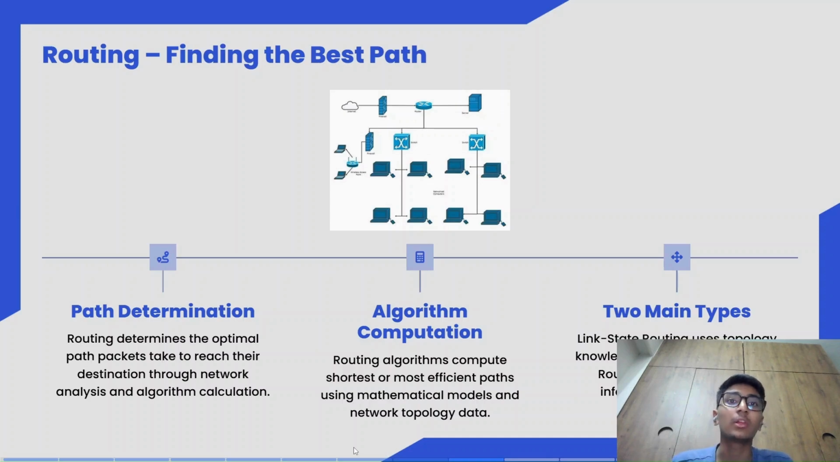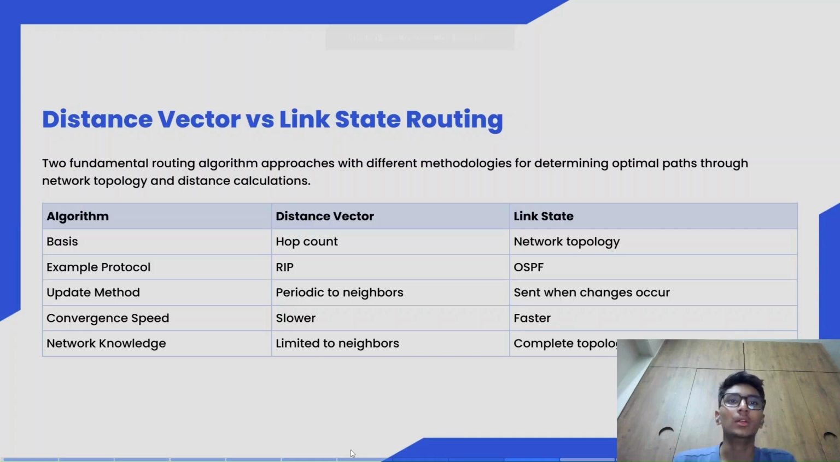The second is algorithm computation. This path determination relies on routing algorithms. These algorithms use mathematical models and network topology data to compute the shortest or the most efficient path. The two main types of routing algorithms are link-state routing and distance vector routing. These tables summarize how the two routing algorithm types differ.